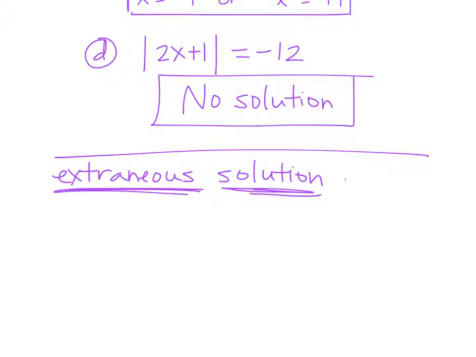Okay. So an extraneous solution is this. It is derived from an original equation, the equation you start with, that is not a solution to the original equation. In other words, you solve the original equation and you get this answer, but then when you plug that number back in to check it, it doesn't work. That's called an extraneous solution.